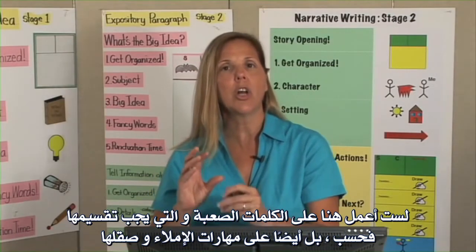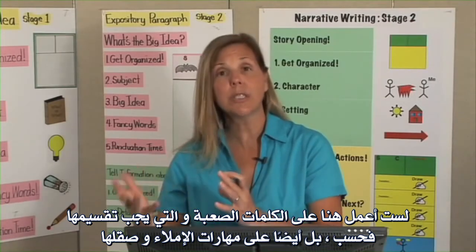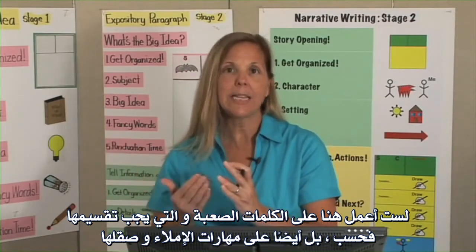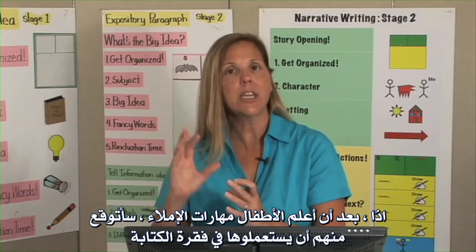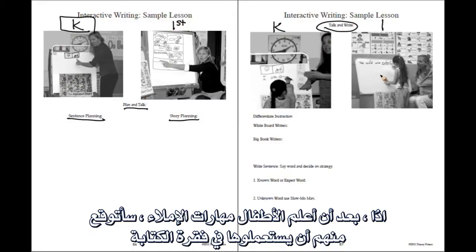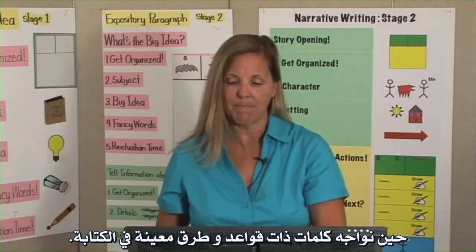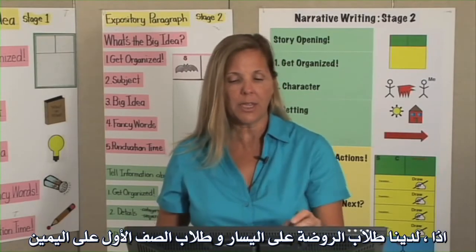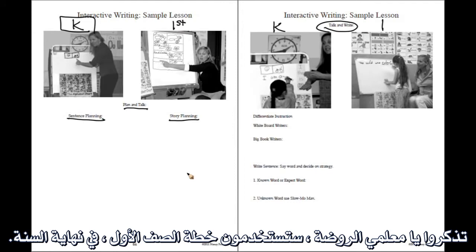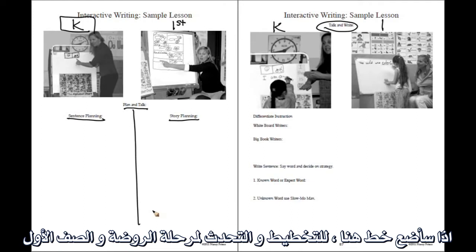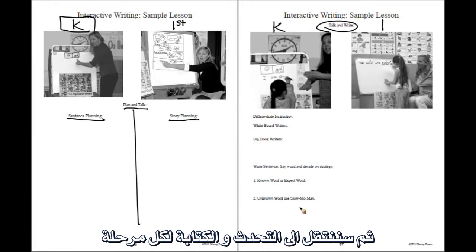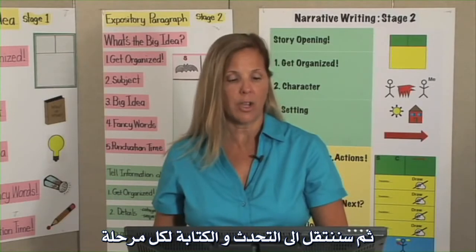I'm not just working on children writing down high frequency words and segmenting words. We're also embedding spelling skills. So as I teach different spelling skills to the children, I expect them to apply them to our interactive writing when we come upon words that have those patterns or those rules in them. So we have our kindergarten on the left side, first grade on the right. Remember kinder, you will use the first grade model later in your school year. So I'm going to put a line here for the plan and talk for kindergarten and for first grade. Then we'll go over to the talk and write, and we'll look at kindergarten and first grade for the talk and write.